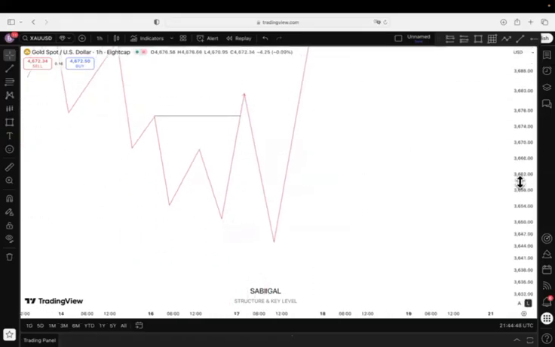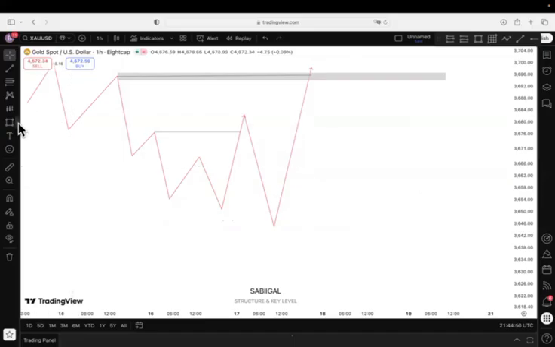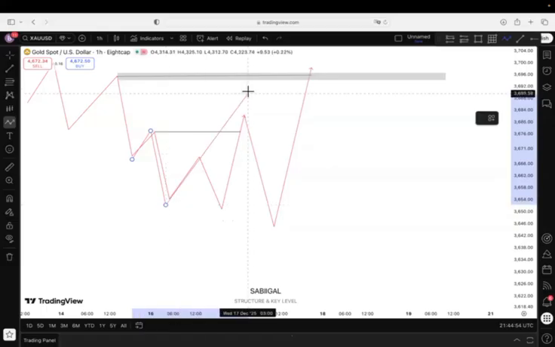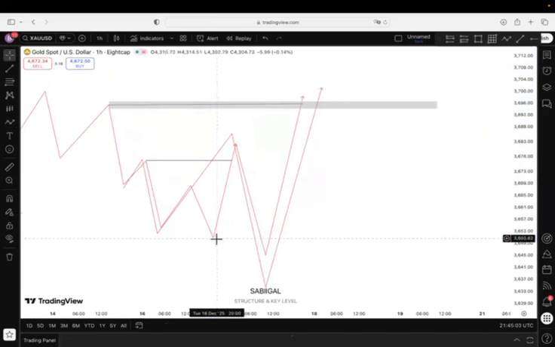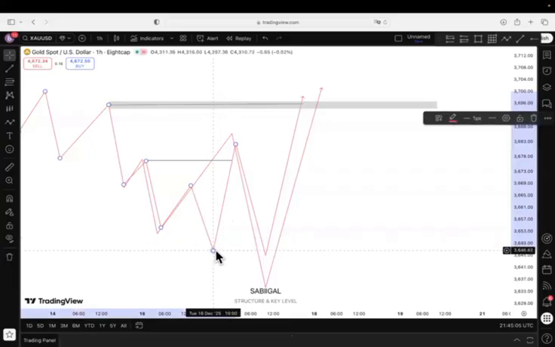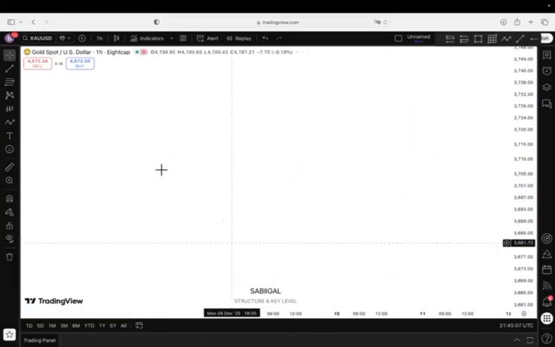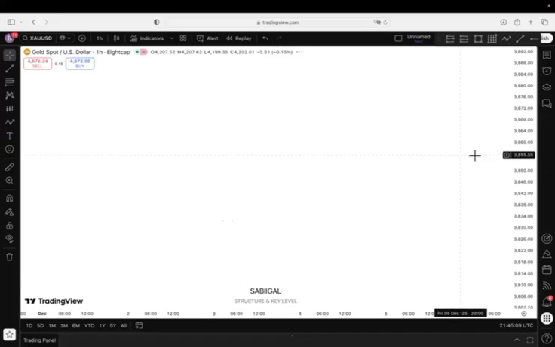The break of structure, the way they will draw it will be like this. That's how they're going to draw it. They're not even going to count this one anymore. This will not even be counted anymore. This is because this has been swept. I think we got some kind of example like that.